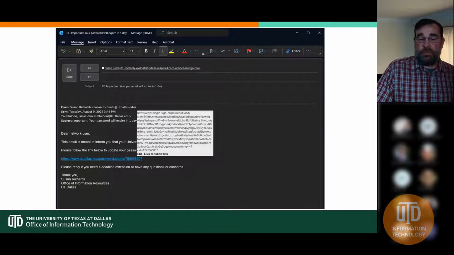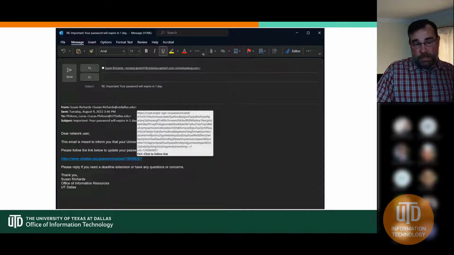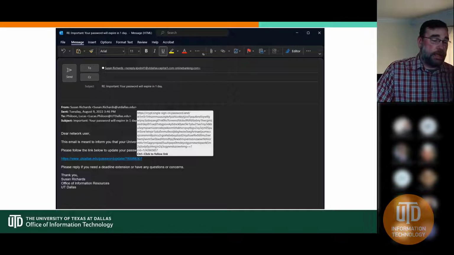Sometimes the address may still even show as a UT Dallas origin. It may be spoofed out, but in this case, it wasn't. It's important to take a few minutes to look at all of the information. In this particular slide, I actually highlighted where the link goes to.